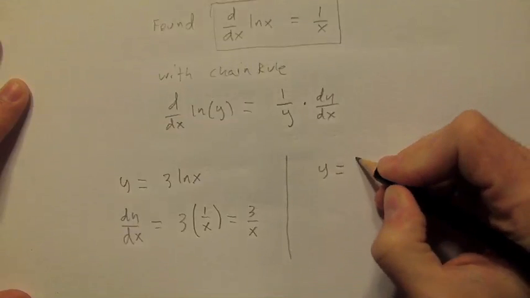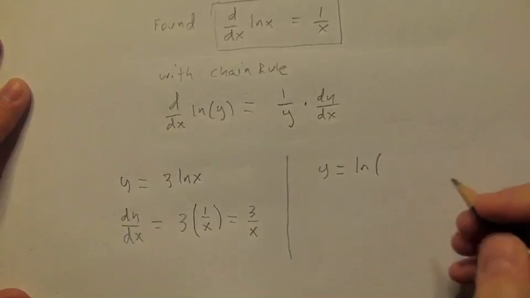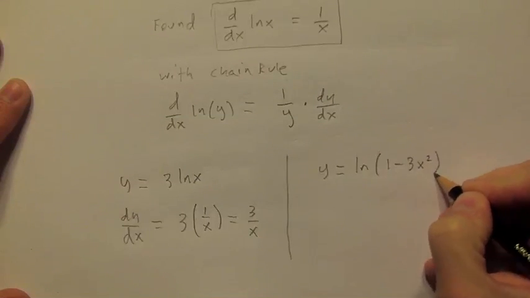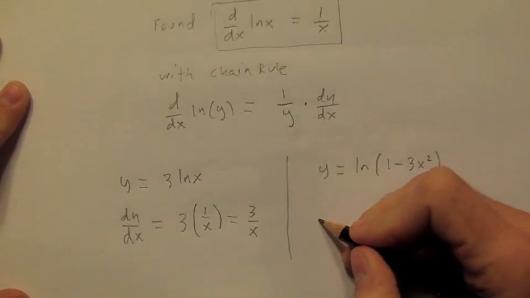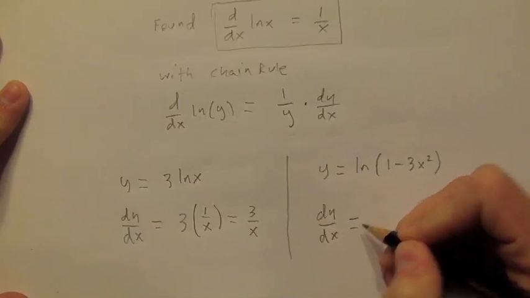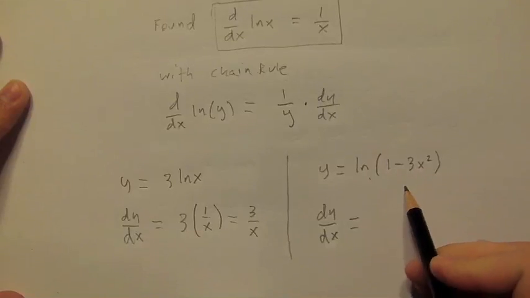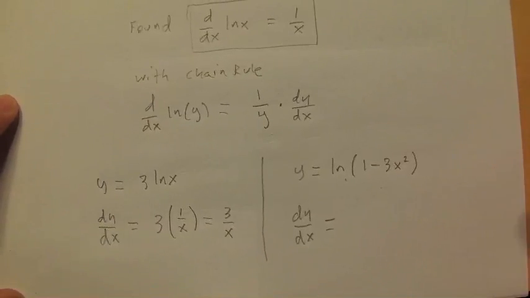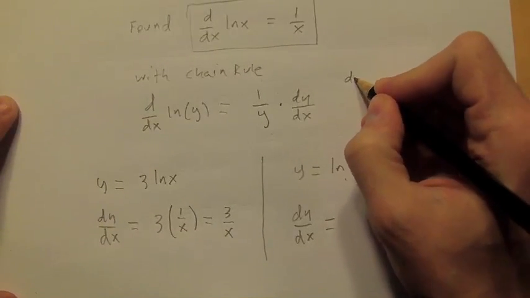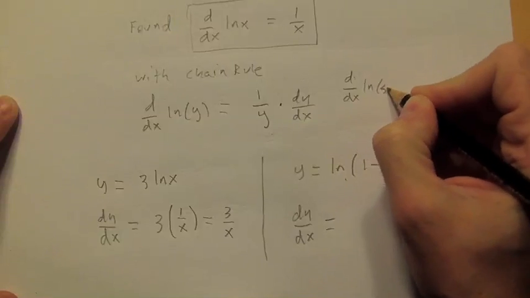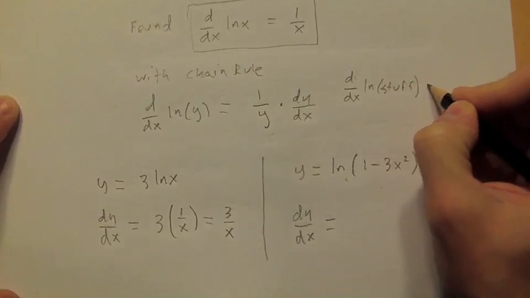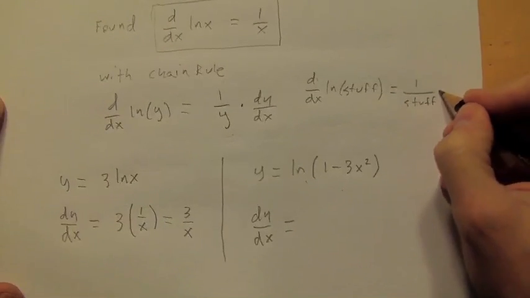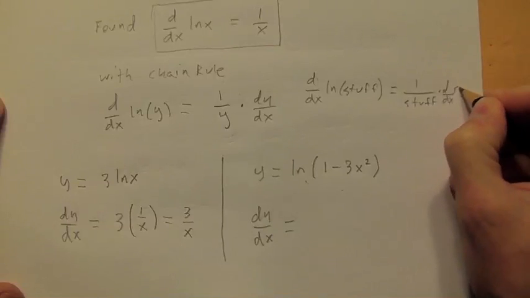Let's say we have y is equal to the natural log of, let's say, 1 over 3x squared. Okay, so the derivative of the natural log of stuff is 1 over the stuff times the derivative of the stuff. So in other words, the derivative with respect to x of the natural log of stuff is basically 1 over the stuff times the derivative of the stuff.